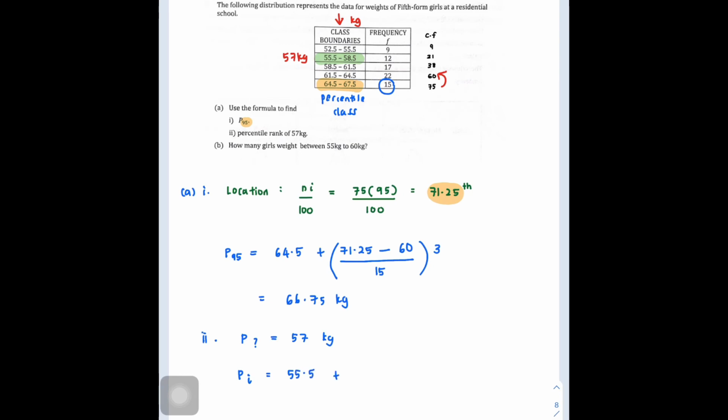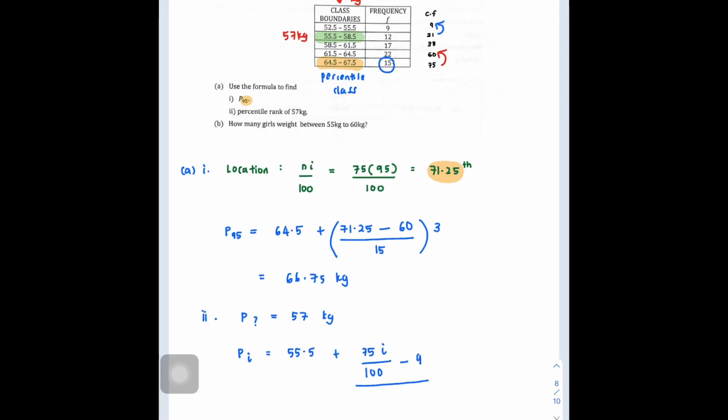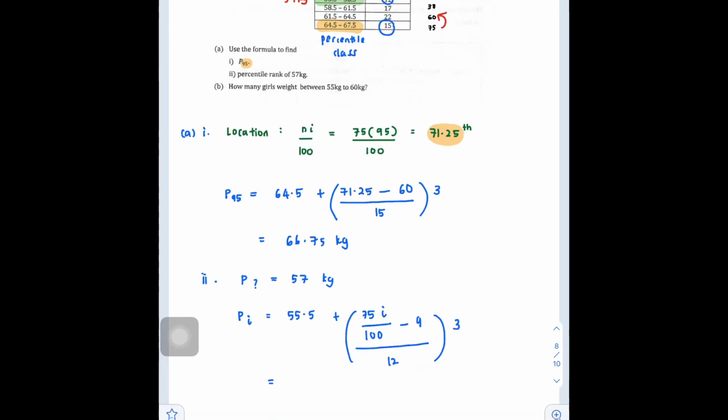plus the location just now is Ni over by 100. N is total number of data. I is unknown here. Okay, so just put an I because I is the thing that you want to find. Minus capital F is what? Cumulative frequency before the median class, which is 9. Over by frequency of the median class, which is 12. Times by C. So your C is your class width, which is 3. So just calculate the value.